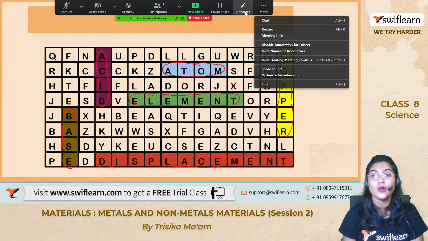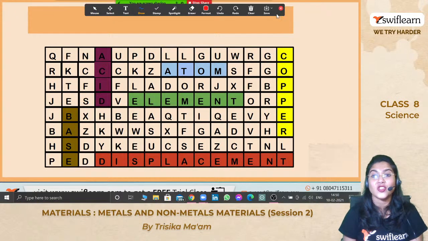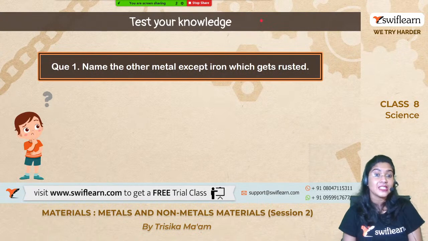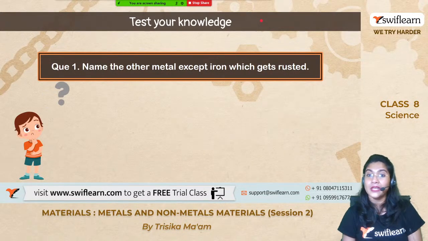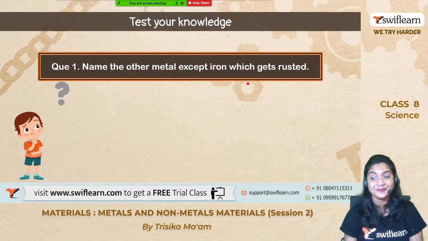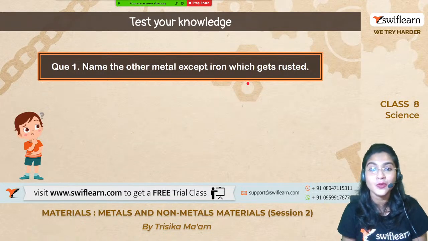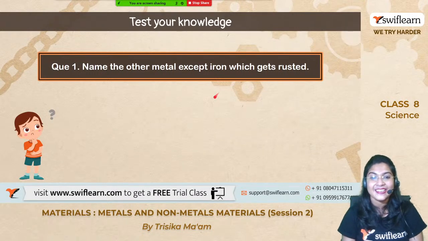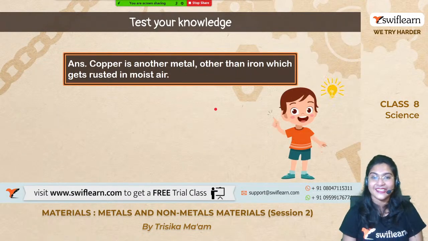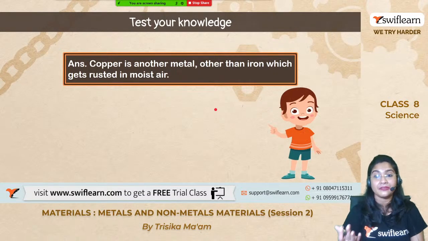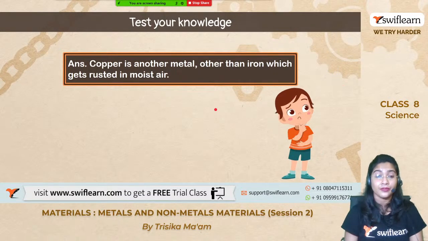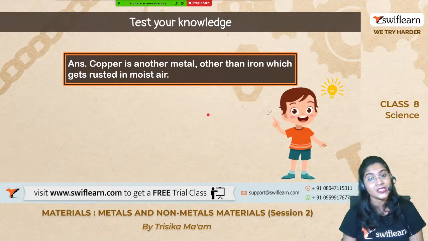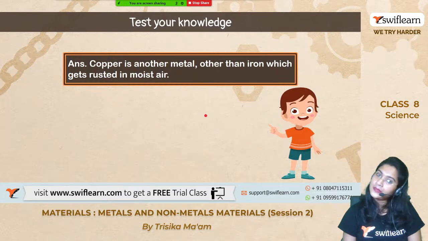So let us now move on to the question answers. Tell me the first answer. Name the other metal except iron which gets rusted. Let me see who will give me the answer. Yes, it is copper, right? Exactly. It forms a green coating over the copper vessel if it is kept in moist air for a long period of time, right?